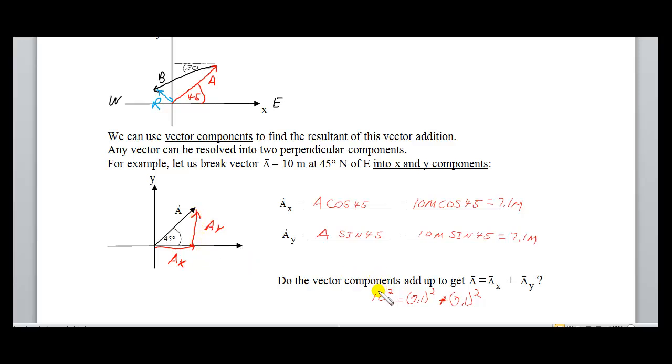And we can check that these components, a sub x and a sub y, really do add up to vector A. Since it's a right triangle, we can use the Pythagorean theorem. 10 squared, that's the magnitude of vector A, should equal 7.1 squared plus 7.1 squared. And indeed, 7.1 squared is around 49, and 7.1 squared is around 49. They add up to pretty close to 100. So the Pythagorean theorem checks.